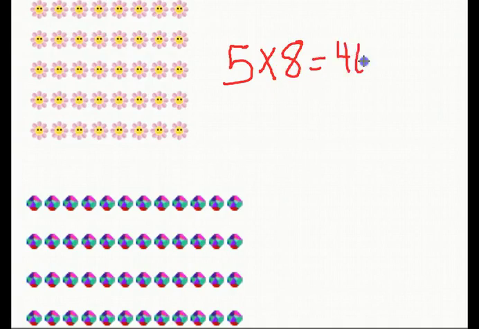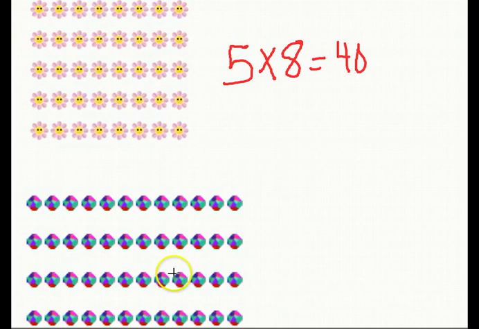These are flowers at the top, sunflowers. And we notice that we have 1, 2, 3, 4, 5 rows. So we would write down 5 times our columns going up and down: 1, 2, 3, 4, 5, 6, 7, 8. We have 8 columns. Now if we know our basic facts, we know 5 times 8 would equal 40.